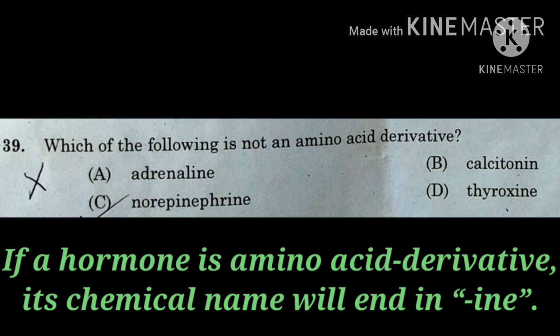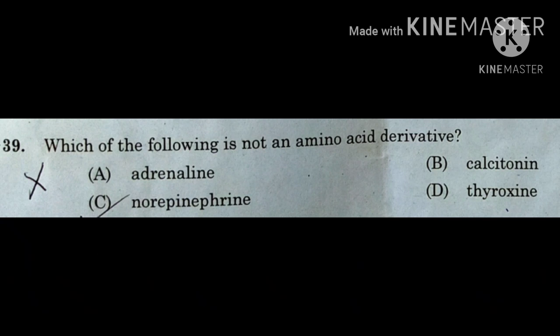Okay, so you have to remember this statement only. Those hormones derived from amino acid will have a suffix INE, not simply IN. Okay, look at the options. The hormone adrenaline, another name epinephrine, isn't it? Then norepinephrine, another name noradrenaline, and thyroxine. All these hormones are derived from amino acid.